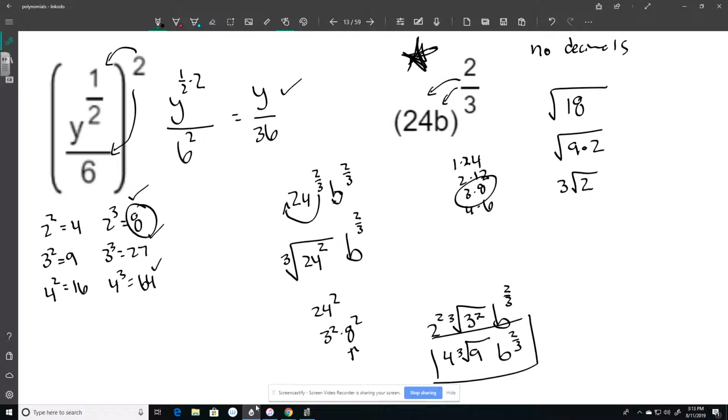All right. You'll see some problems on the homework that look like this. Practice them, practice them, practice them. It will absolutely be on the test. It will absolutely show up on the ACT. It's one of those common ones that comes up a lot.